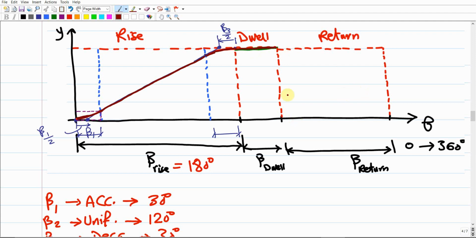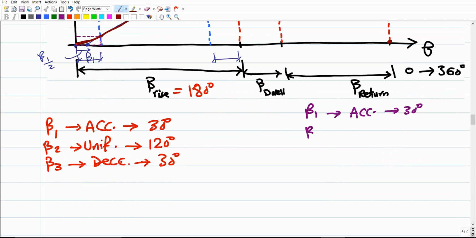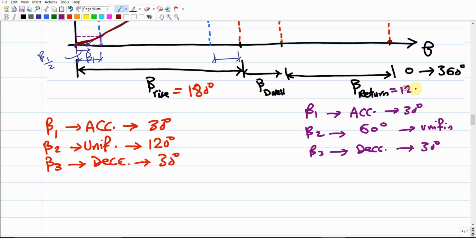So this is for the uniform motion in the rise period. Let us move to the return period. Remember that this is the start point, and again this is the end point. So we're going to do the same. You should be provided some information regarding beta 1, beta 2 and beta 3 for the return period. Let us assume that beta 1, the acceleration period, is 30 degrees, beta 2 is the uniform motion, and beta 3, the decelerating period, is given as 30 degrees. So the uniform motion in the middle should be 60 degrees, because this entire period is 120 degrees, as we assumed up there.